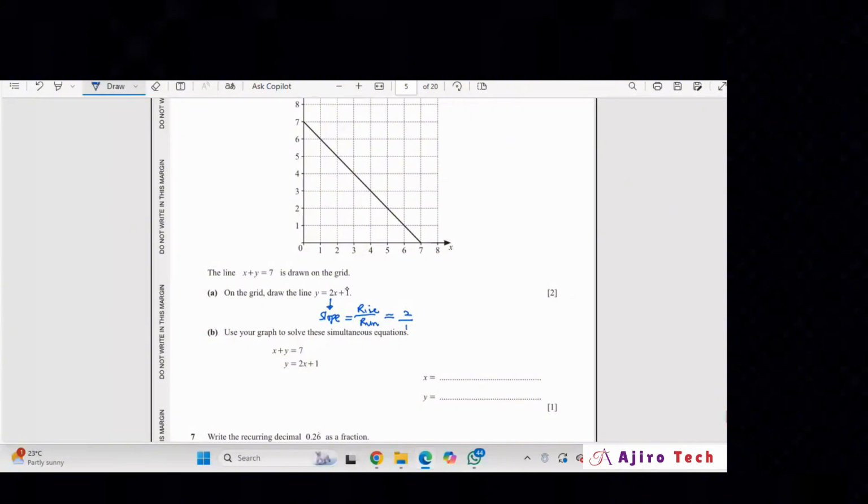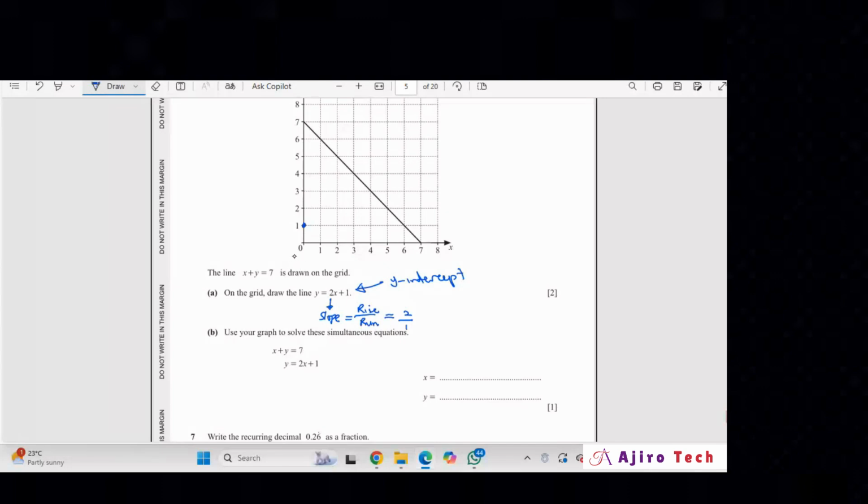And you should also know that this one here is your y-intercept, not just intercept, please. So I'm going to draw that in now. My y-intercept is on 1, so it will be here. I've located the y-intercept because this is the y-axis.